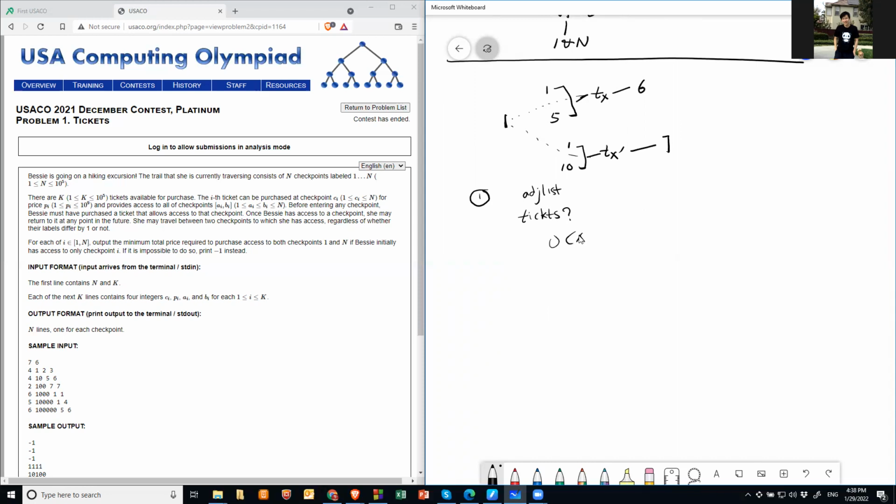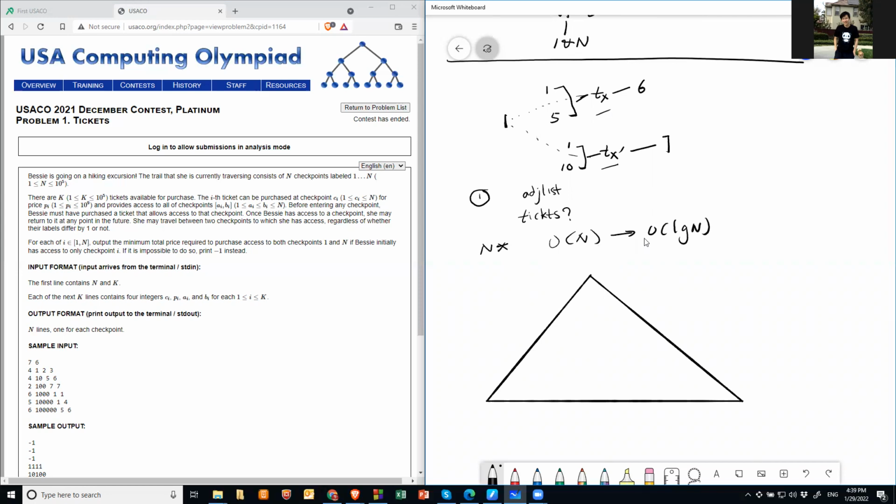But for each point, you cannot do n. You have to be able to use log n to find those tickets. How do we do that? We know segment trees, right, usually allow you to optimize from n to log n.